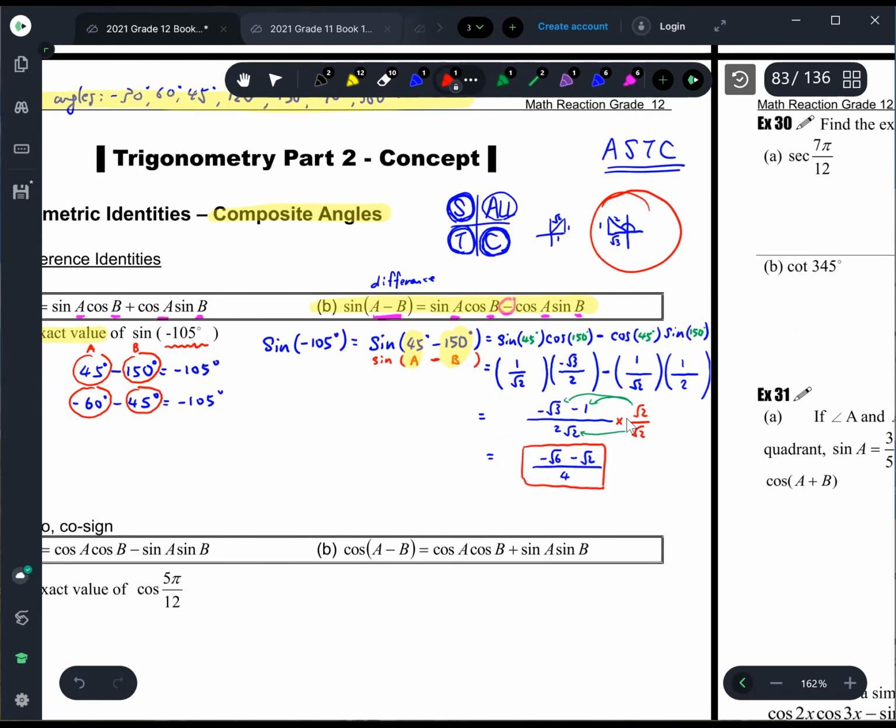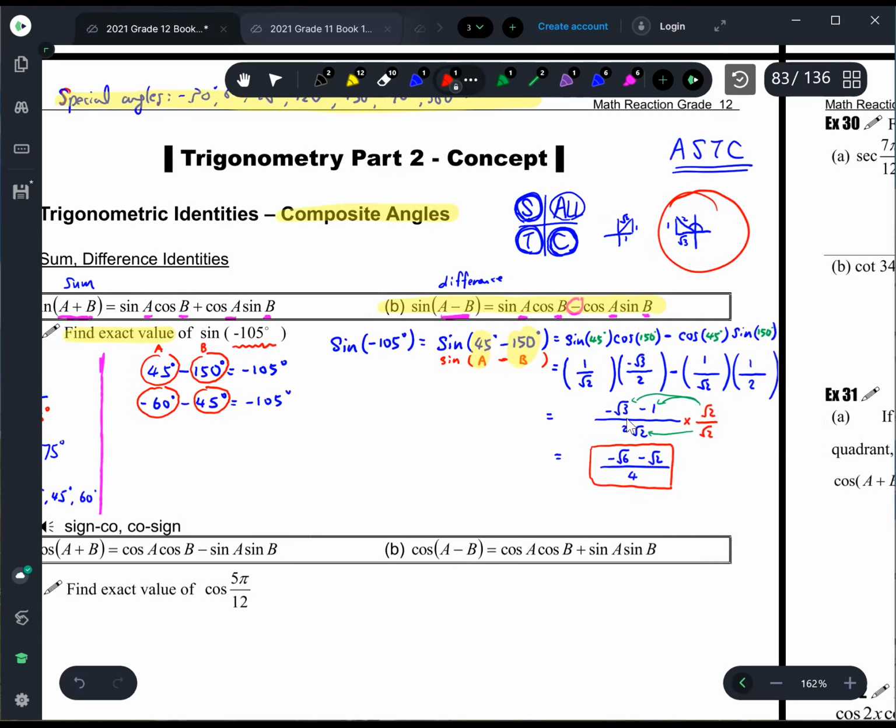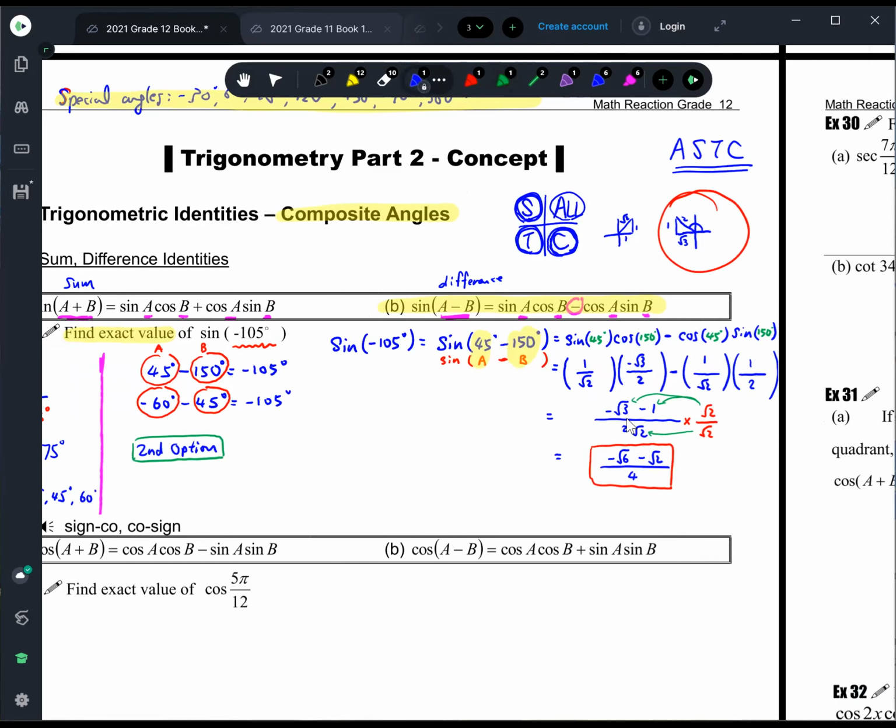Okay, this is option 1, right? You can use 45 minus 150. Let's see if we use the second option, negative 60 and 45. We'll try that again, okay? But this time we will just write out the 4 exact values. So second option. We are using negative 60 minus 45 instead, right?